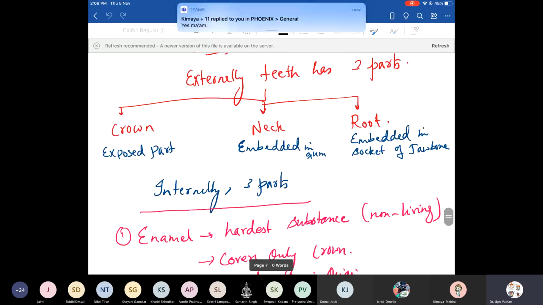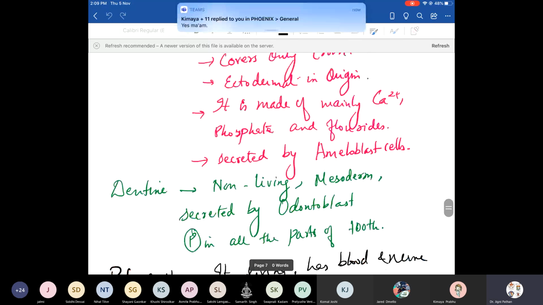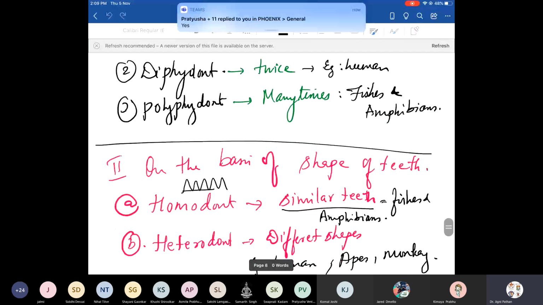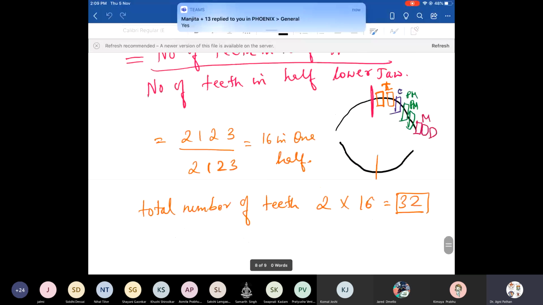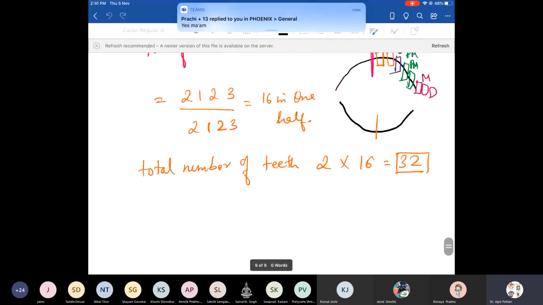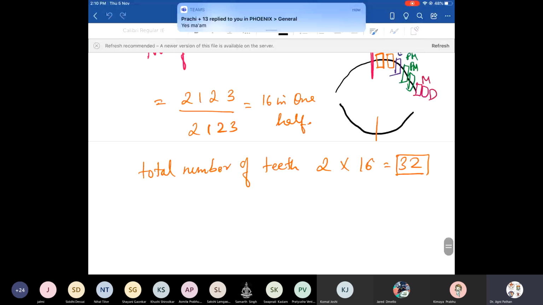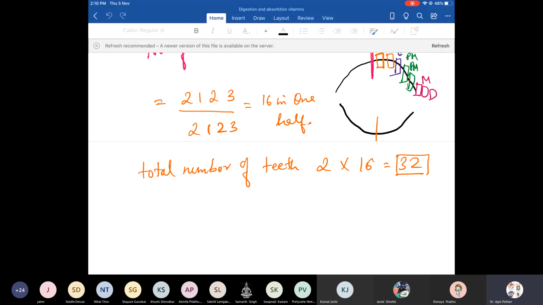Do you remember we were discussing the teeth, dentine, and types of teeth on the basis of shape. Then we discussed the total number of teeth. Do you remember I said 32? Now 32 is the total number of teeth in an adult. Is this point clear to all my dear students? Can we continue next?